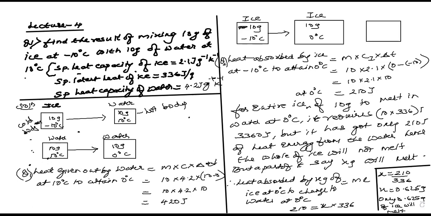So heat given out by water at 10 degrees Celsius to attain 0 degrees Celsius, your Q1, okay, this Q1 is a heat, M into C into delta T, 10 into 4.2 into 10 minus 0. 10 into 4.2 into 10, how much you get, children? 420 joules. So heat given out by water at 10 degrees Celsius to attain 0 degrees Celsius is 420 joules.